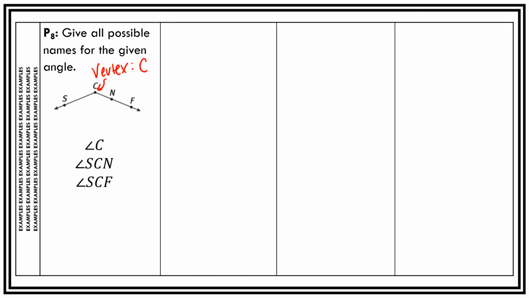Or angle SCF, also because F is another point on one side of the angle. So that's a very valid name as well. You could name it angle NCS, and then our last one would be angle FCS. Just notice that C is always in the middle of those 4 possible names because C is the vertex.